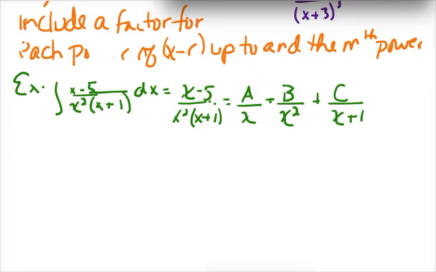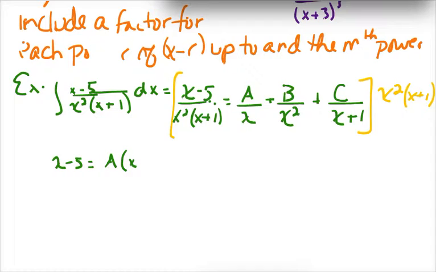And I'll take it out a little bit further, right? We're going to multiply this whole thing through by x squared, x plus 1. And when you do that, you're left with x minus 5 up top, and you're left with A times x plus 1, that's your A coefficient. And B is left with x plus 1, and then C has the coefficient x squared.